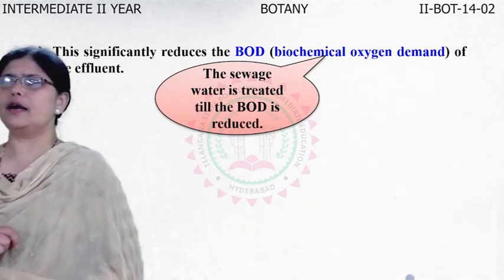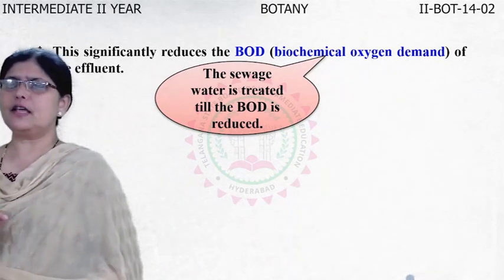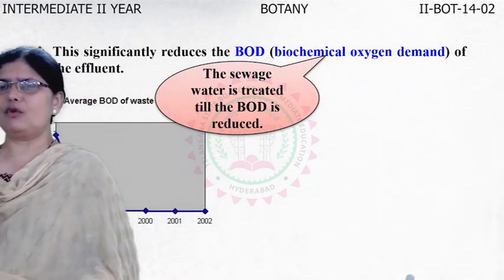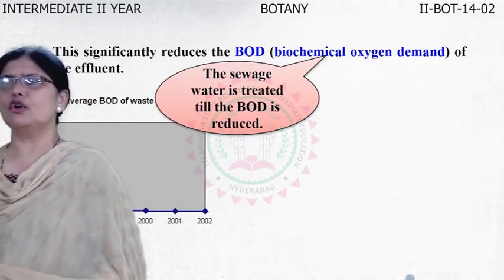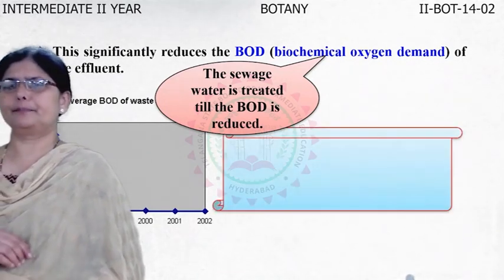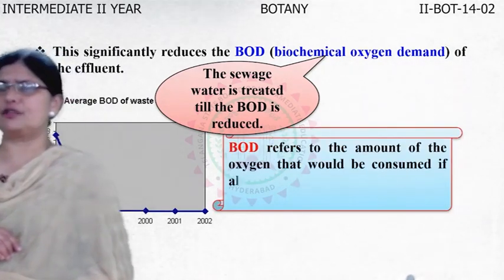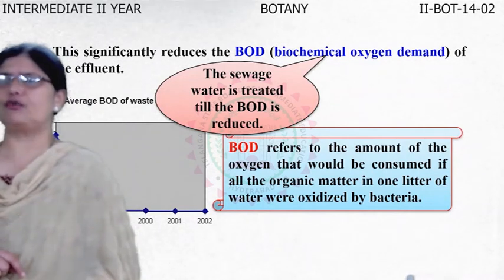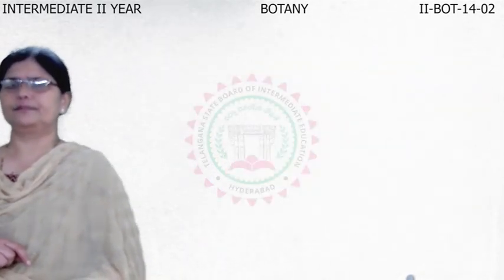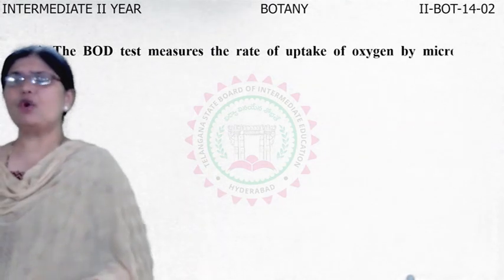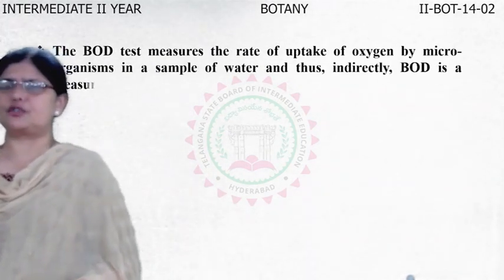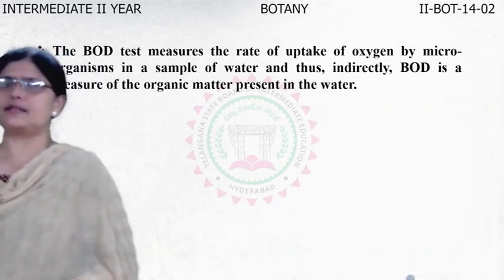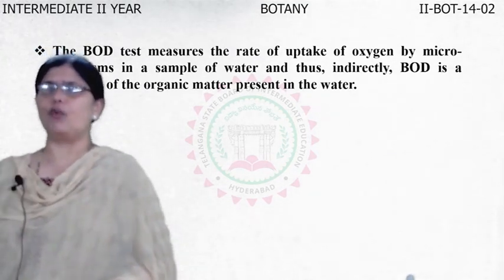What is BOD? It is biochemical oxygen demand. The sewage water is treated till the BOD is reduced. So the BOD of the sewage has to be reduced significantly to make it less polluting. BOD refers to the amount of oxygen that would be consumed if all the organic matter in 1 liter of water were oxidized by bacteria. The BOD test also measures the rate of uptake of oxygen by microorganisms in a sample of water, and thus indirectly BOD is a measure of the organic matter present in the water.